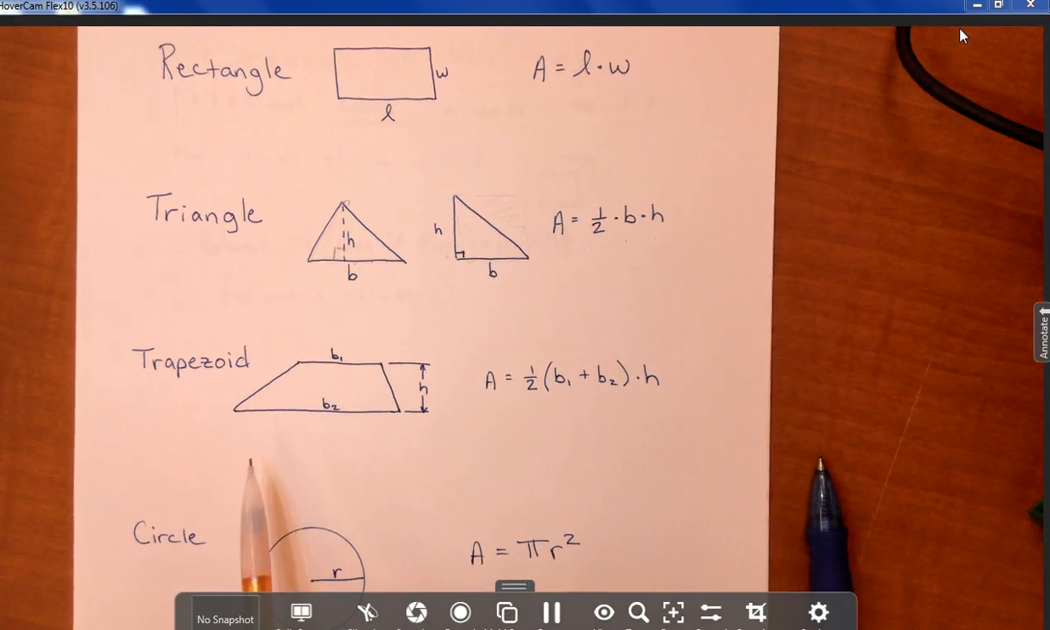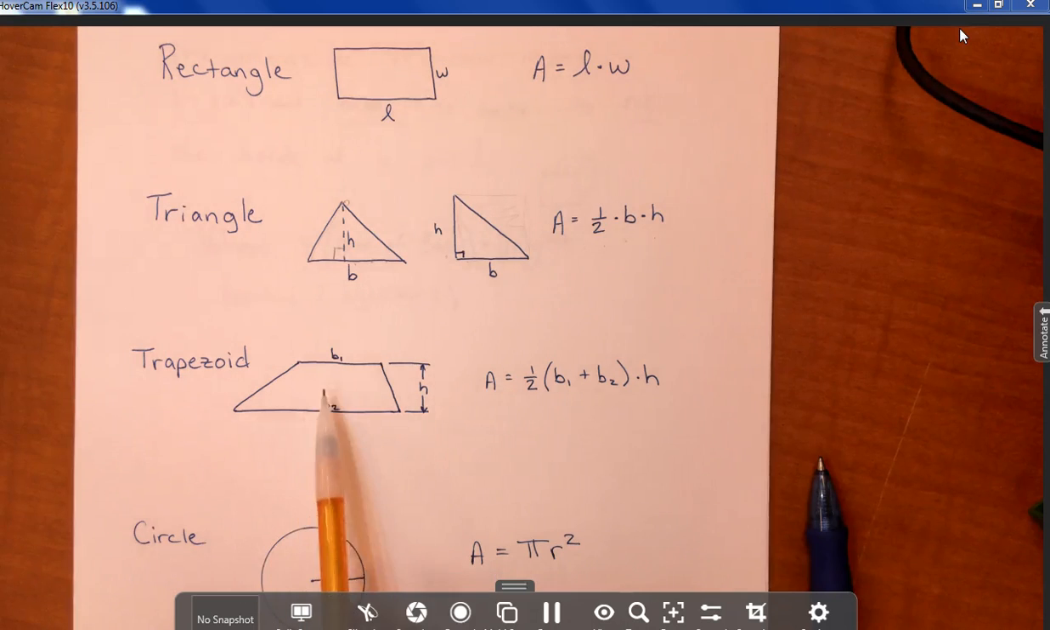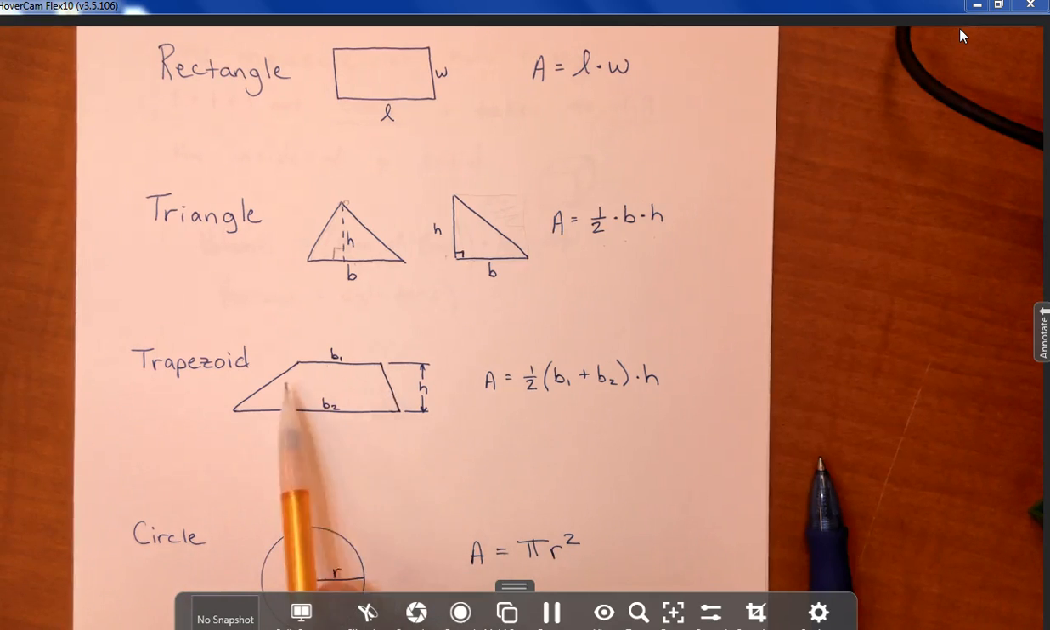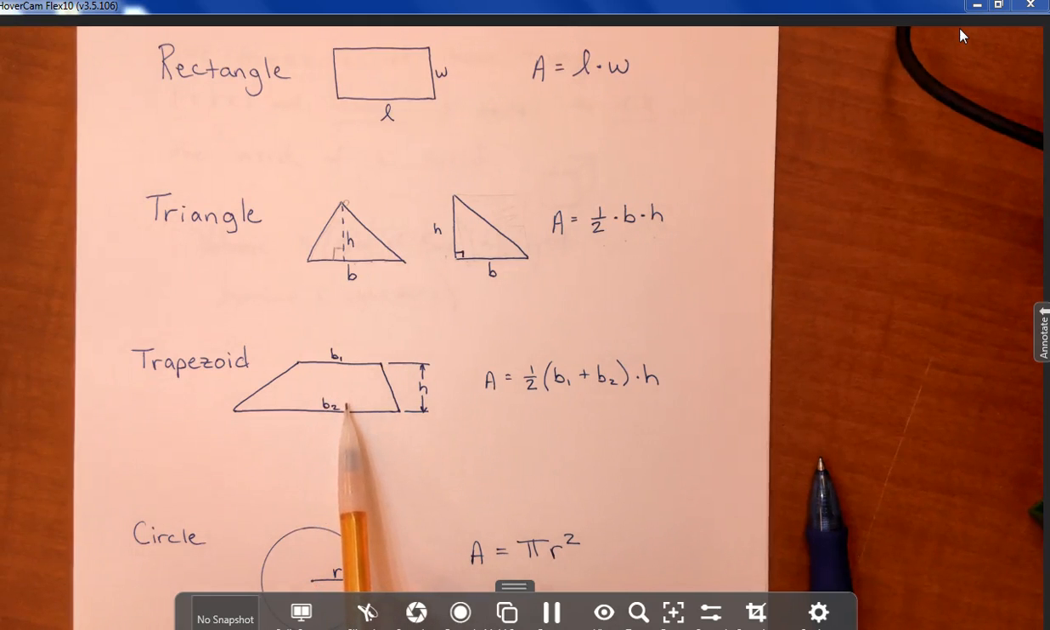Okay, a trapezoid is a quadrilateral, a four-sided figure where two sides are parallel and two sides are not. The two parallel sides are called the bases. They're always going to be different in length. If they were the same length, that would make these two sides parallel, and you'd have a parallelogram. So these will always be different lengths, and to find the area of a trapezoid, we average these two, so that means to add them up and divide by 2.